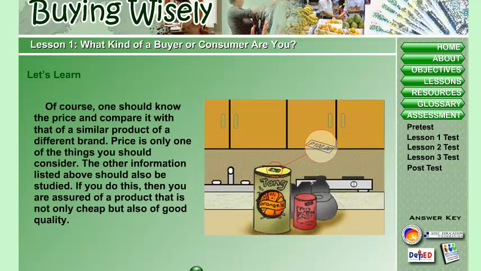Of course, one should know the price and compare it with that of a similar product of a different brand. Price is only one of the things you should consider. The other information listed should also be studied. If you do this, then you are assured of a product that is not only cheap but also of good quality.